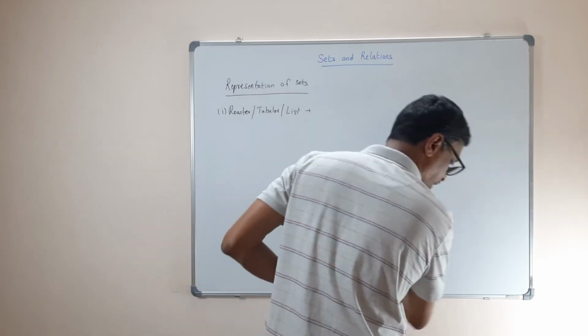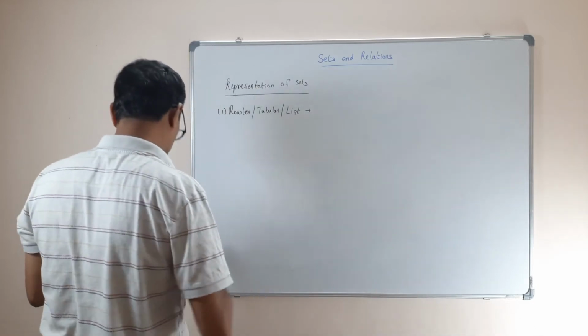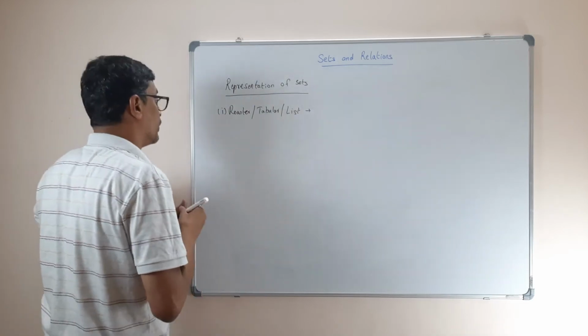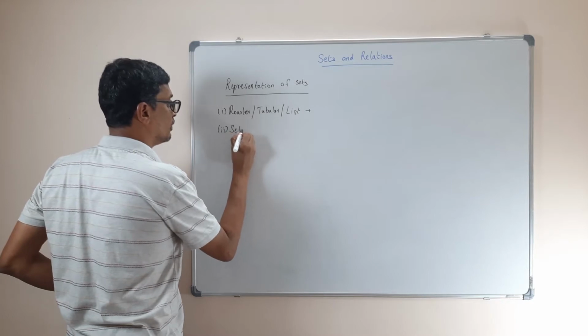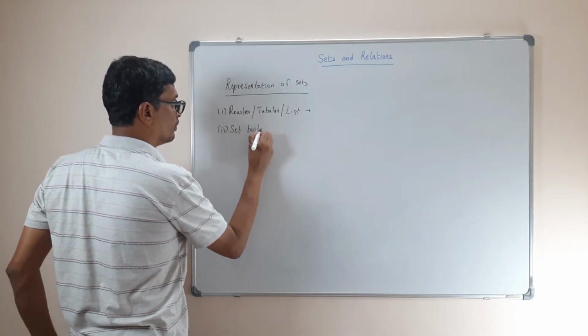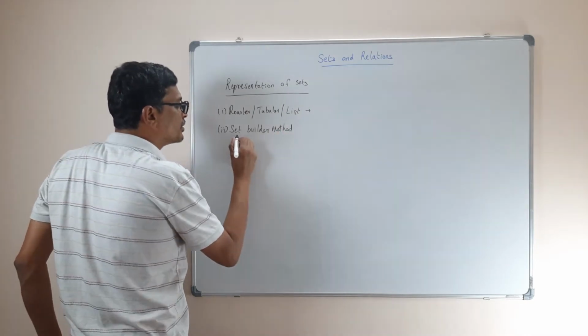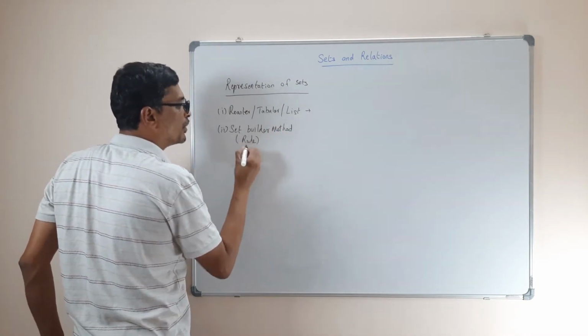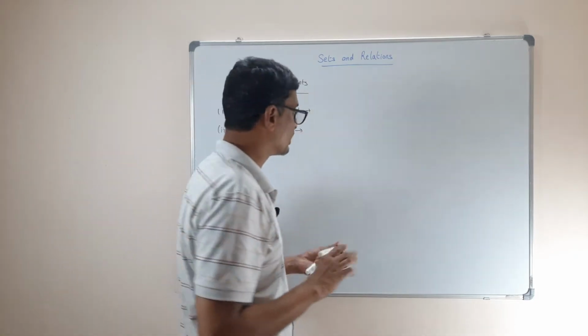The next type is what you call the set builder or rule method. I'll explain. That is the set builder method, otherwise called a rule, because you define a rule. So let us write.